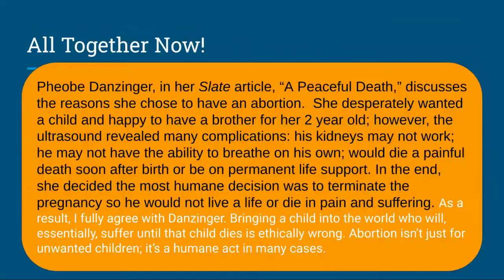Okay. So altogether, this is what it would look like in an introduction. Phoebe Danziger, in her Slate article, A Peaceful Death, discusses the reasons she chose to have an abortion. She desperately wanted a child and was happy to have a brother for her 2-year-old. However, the ultrasound revealed many complications. His kidneys may not work. He may not have the ability to breathe on his own. He'd die a painful death soon after birth or be on permanent life support. In the end, she decided the most humane decision was to terminate the pregnancy so he would not live a life or die in pain and suffering.